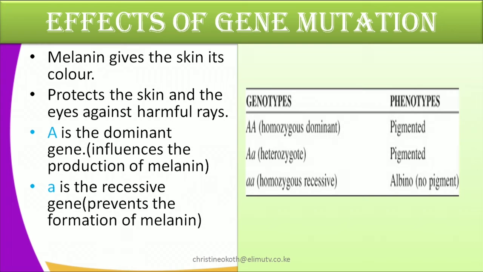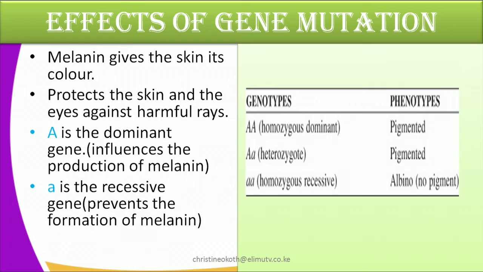If you look at the mutation in albinism, we can say A is the dominant gene. It means that it will influence the production of melanin. If you have the small a, that is the recessive gene, which means it prevents the formation of melanin. If you have this recessive gene, it means that you will be an albino.